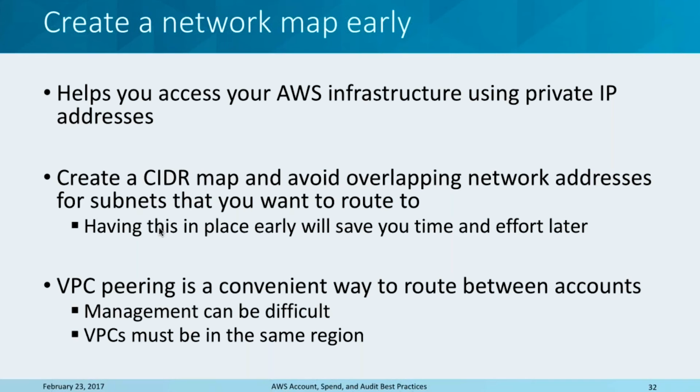So create a map of this. A lot of people use a spreadsheet for maintaining it, because Amazon doesn't really provide a convenient way to keep track of private IP addresses. If you create one of these maps early on, it will make things a lot simpler and spare you the pain of having to change CIDR blocks used by your existing VPCs and subnets.